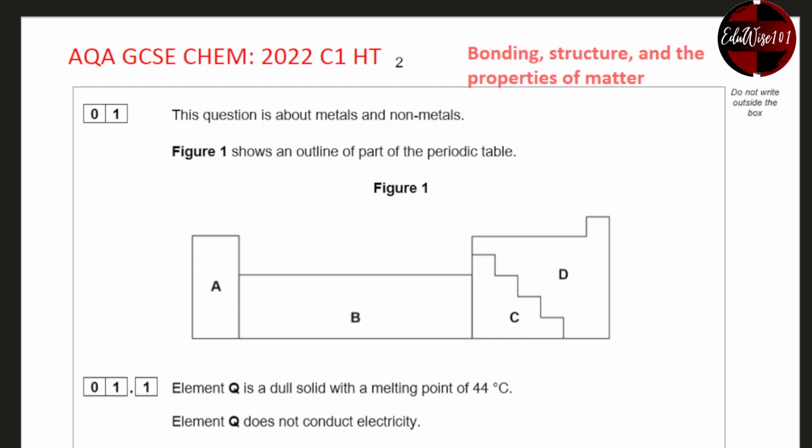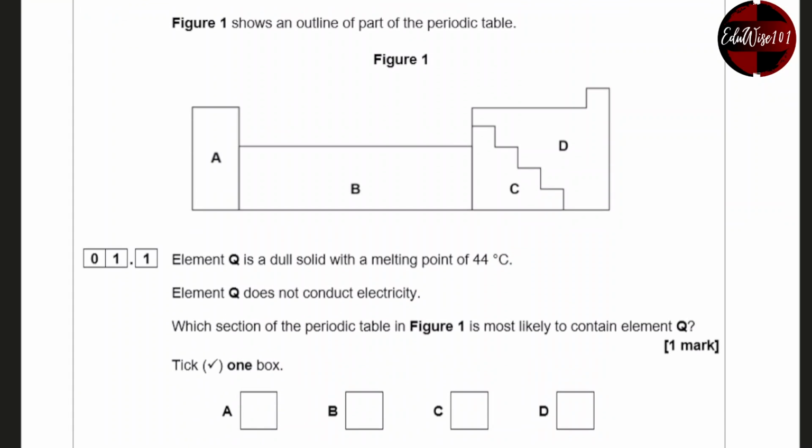So let's have a look at question number 1, which is on bonding structure and the properties of matter. This question is about metals and non-metals. Figure 1 shows an outline of the periodic table. So here, this part, D, is generally the non-metals. And A, B, and C are all metals.